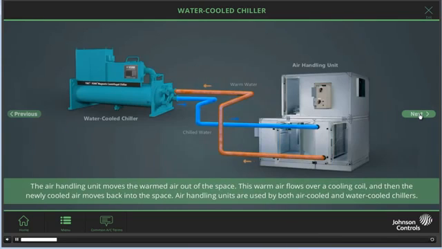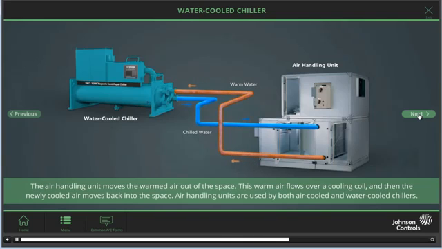The air handling unit moves the warmed air out of the space. The warm air flows over a cooling coil, and then the newly cooled air moves back into the space. Air handling units are used by both air-cooled and water-cooled chillers.